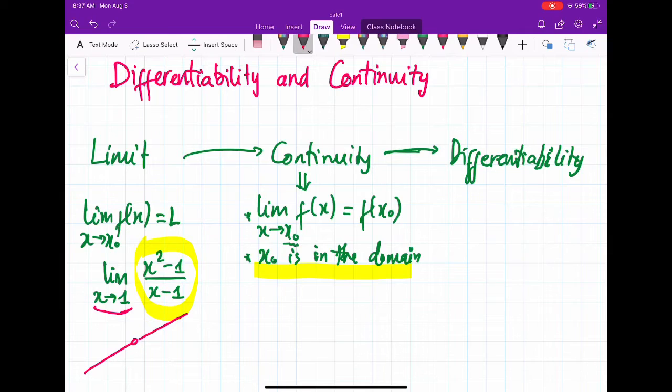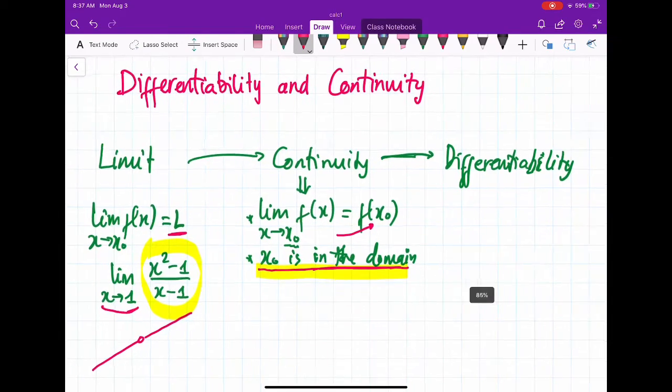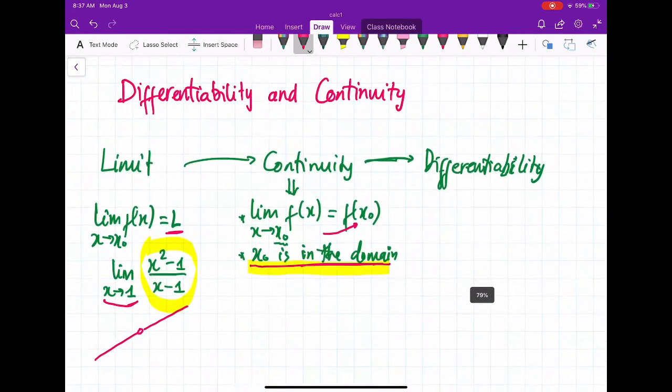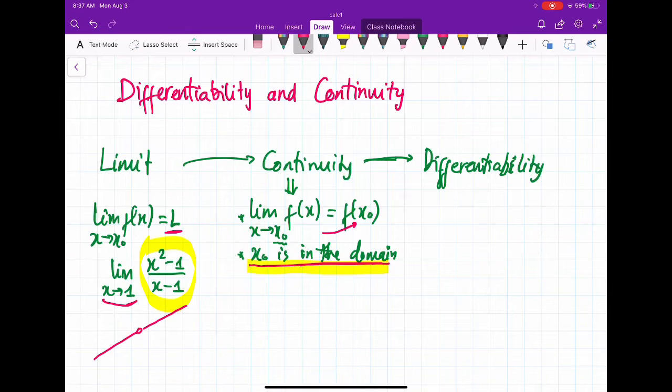So you move from limit to continuity. You require more conditions. And the condition in here is x0 is in the domain, and not only that, the limit should be equal to the function value. Now, when you move to differentiability, that means we are talking about the existence of the derivative, right? The existence of the derivative.